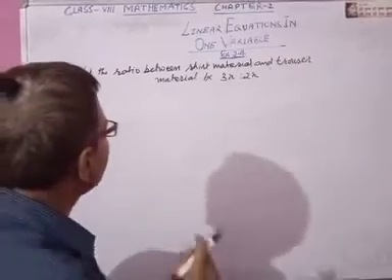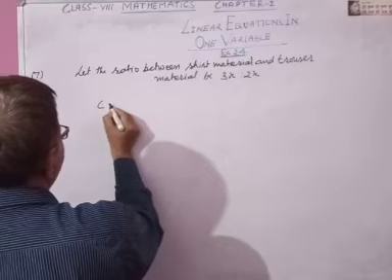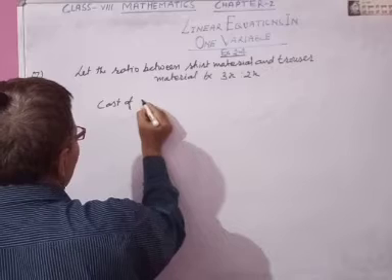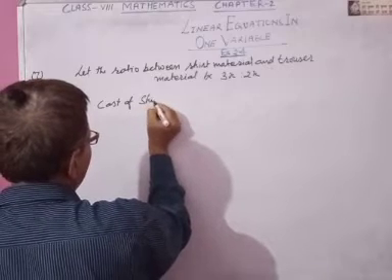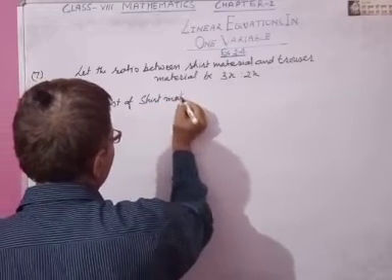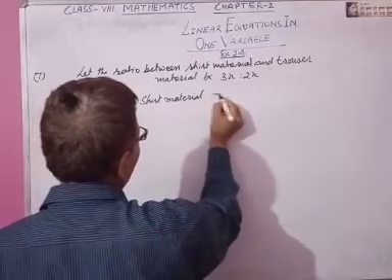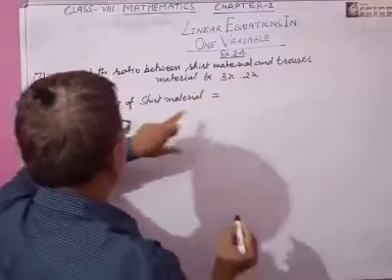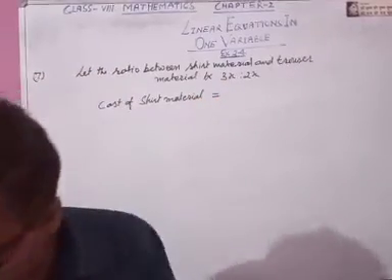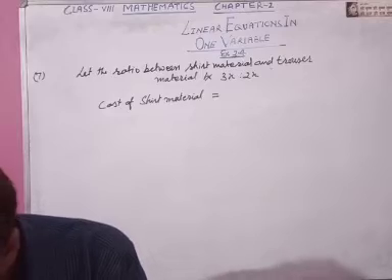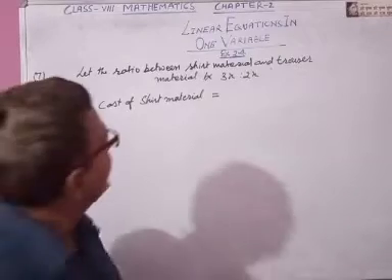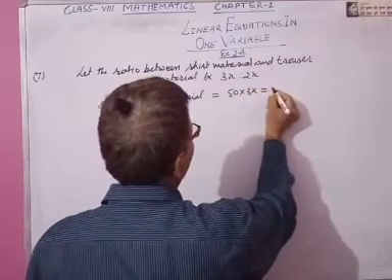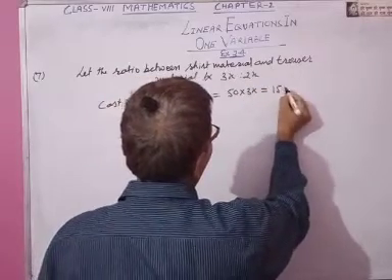Now the cost of shirt material equal to 3x. Cost will be at the rate of 50 per meter, 50 multiplied by 3x, that is 150x.